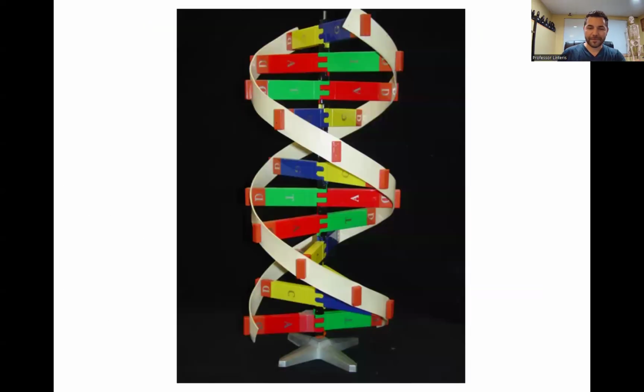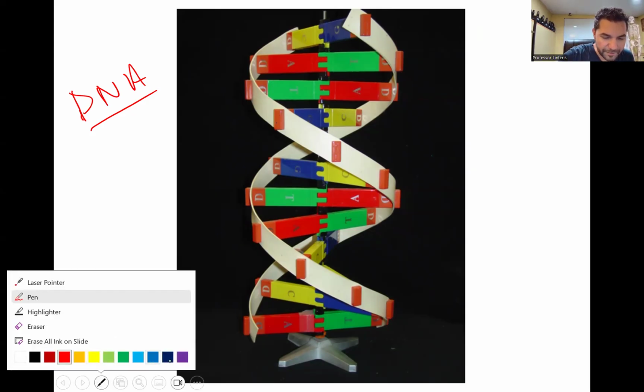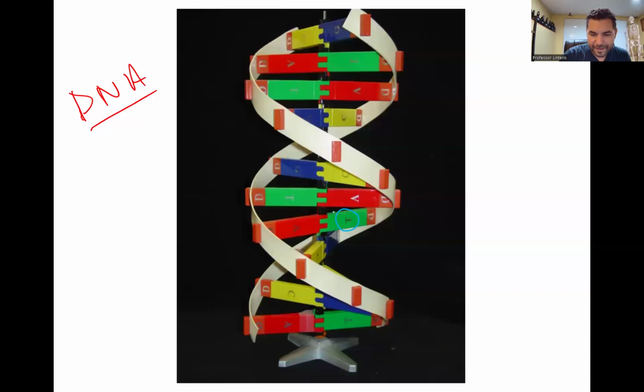So the first thing that we're looking at is a double-stranded DNA molecule. It's a double helix, and you can see on here it is made up of nucleotides, and you can see the letters T, A, G, C, right? So DNA, first off, is two strands. It's made of nucleotides, right? Obviously, the building blocks.